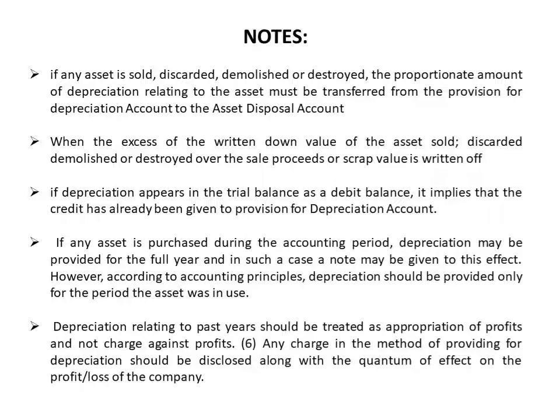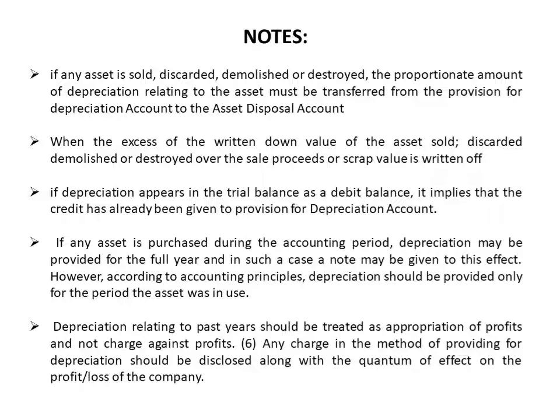If any asset is sold, discarded, demolished or destroyed, the proportionate amount of depreciation relating to the asset must be transferred from the provision for depreciation account to the asset disposal account. The excess of the written down value of the asset sold, discarded, demolished or destroyed over the sale proceeds or scrap value is written off. If depreciation appears in the trial balance as a debit balance, it implies that the credit has already been given to the provision for depreciation account.